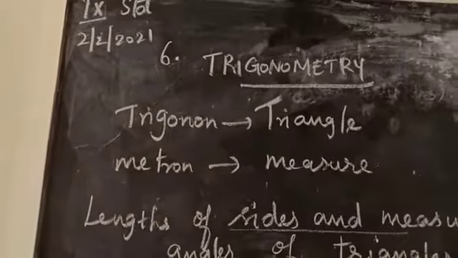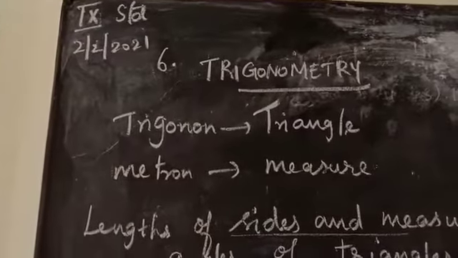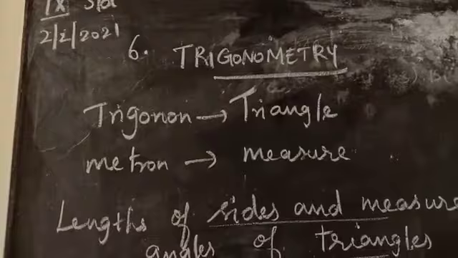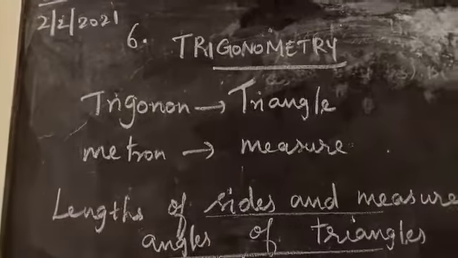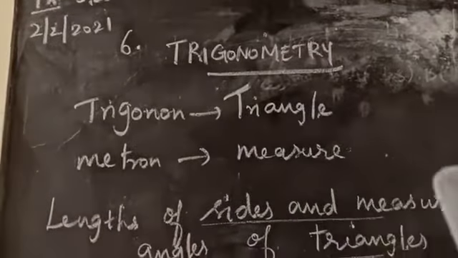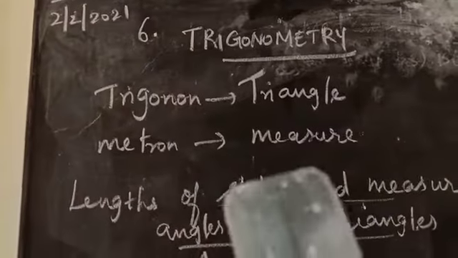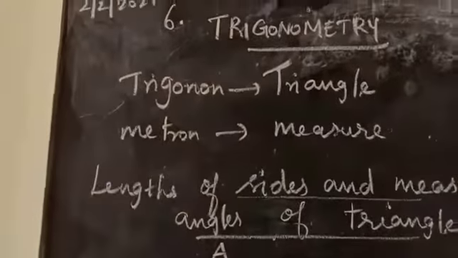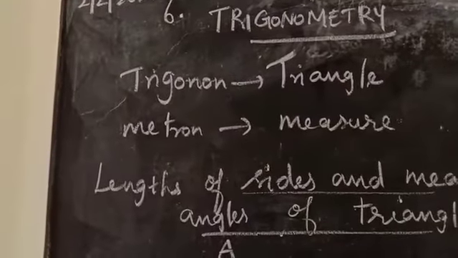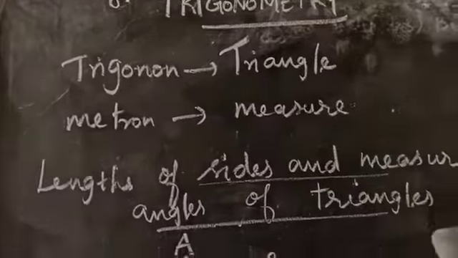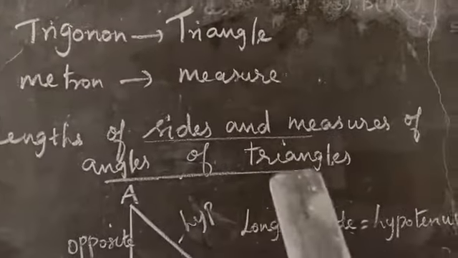Today I am going to teach chapter 6, trigonometry. The word trigonometry splits into two words, trigonon and metron or metry. Trigonon means triangle and metron means measure. So in this chapter we learn the relationships involving lengths of sides and measures of angles of a triangle.